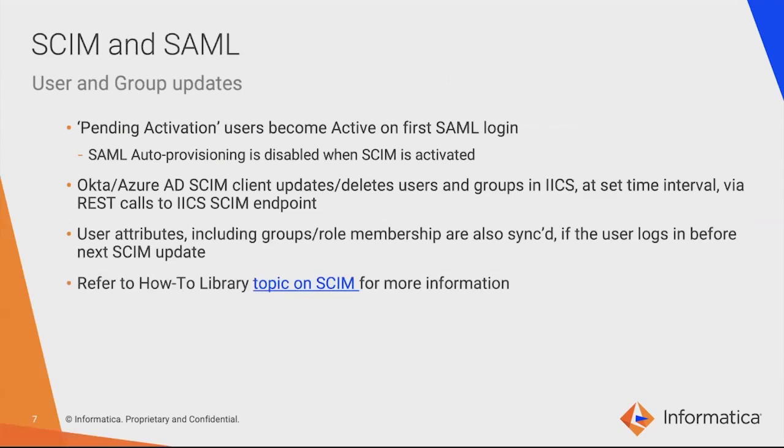And then what happens is, once you have a new user created, for example, on your IDP side, and you have synced it with the application, that user will be shown as pending activation on the Informatica side. Once the user logs in for the first time, the pending activation will automatically change to active, and then you would have your users log into the IICS platform. And we do have a set interval at which the SCIM client updates or deletes, for example, are sent, and they're all sent to the IICS SCIM endpoint.